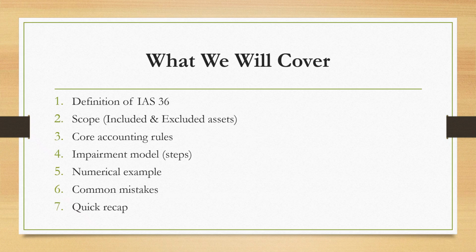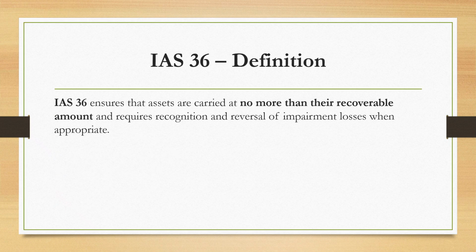Here is how today's session is structured. First, we'll start with a clear definition of IAS 36. Then we'll look at the scope, what assets are included and excluded. After that, we'll go through the core accounting rules, followed by the impairment model, step by step. We'll also solve a numerical example, discuss common mistakes, and finally wrap up with a quick recap. So by the end of this video, you'll have a complete picture of IAS 36.